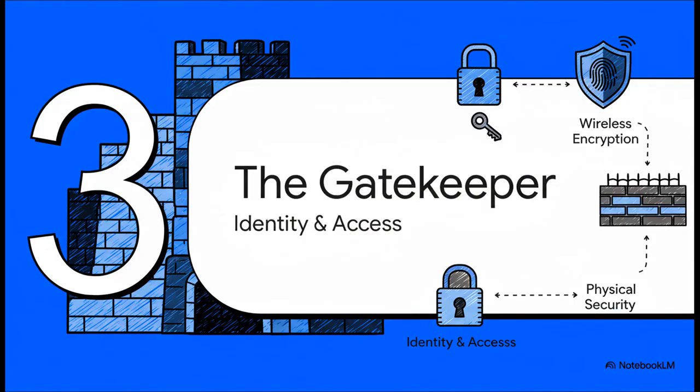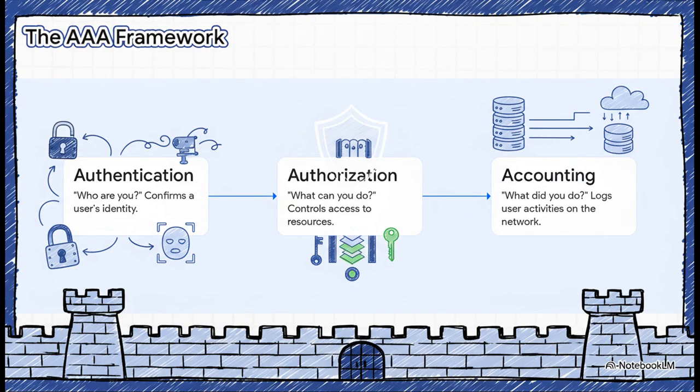Okay, our physical walls are up. Now it's time to move inside and figure out who gets to go through the digital gates. This is all about identity and permission, which you could call the Gatekeeper's Challenge. The industry standard for this is a framework called AAA. And it's awesome because it answers three really simple but fundamental questions. First, authentication. Who are you? Prove it. Second, authorization. Okay, you're in. Now what are you actually allowed to do? And third, accounting. What did you do while you were here? It's a log of everything.